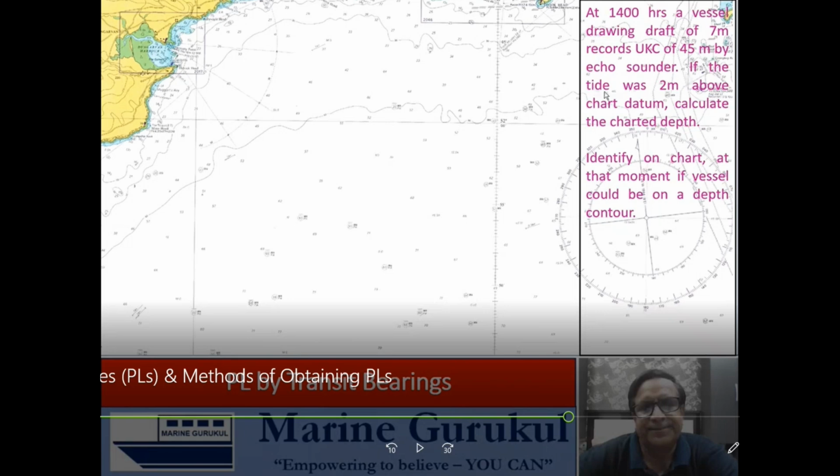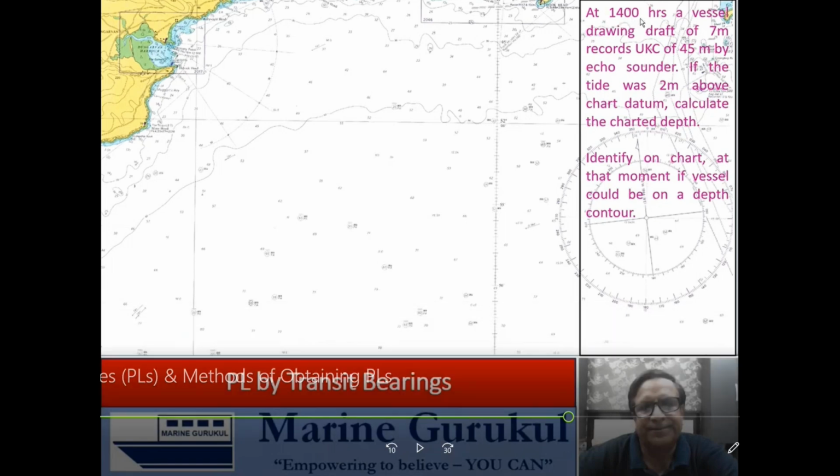Now they have given us that the tide is 2 meters. So if 52 meters is the observed depth, and the tide is 2 meters above the chart datum, we know the charted depth has to be 50 meters. 52 minus 2 gives the charted depth as 50 meters. So basically it tells us that at 1400 hours, our vessel should be at a place where the charted depth of water is 50 meters.